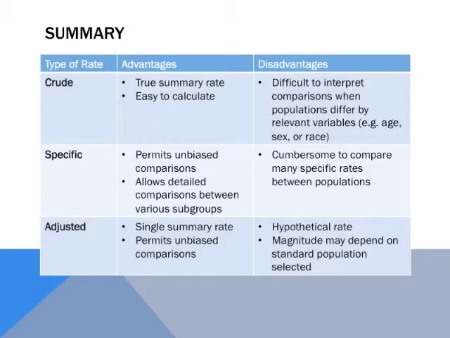To summarize, crude rates are overall summary rates and are easy to calculate, but our ability to compare crude rates between different populations is hindered when the structure of the population differs by relevant variables, a phenomenon referred to as confounding. Although both approaches are associated with some disadvantages, specific and adjusted rates account for these differences in populations, thus permitting comparisons in rates.